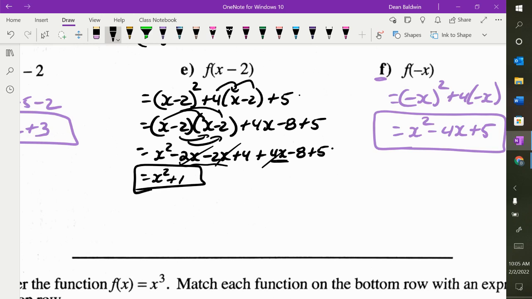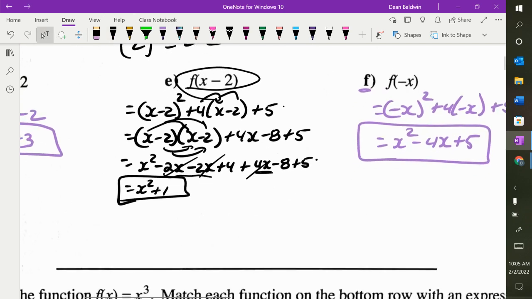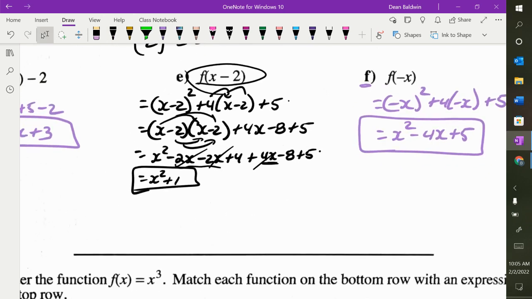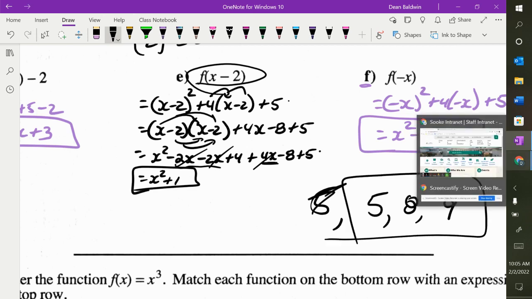Okay? So just be careful when you have a binomial here to watch the expansion. All right? Questions I would like you to do are number 5, and 8, and 9, and that's it. 5, 8, and 9, please.